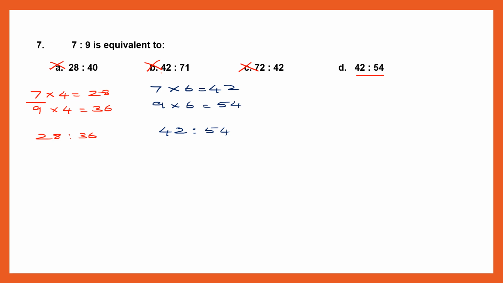We have 42 there. So that means 7 into 6 is 42. That is, I'm talking about this 7. Now I need to take 9. 9 also I must multiply by 6. 9 6s are 54. So I've got my ratio as 42 is to 54. And this is our answer.